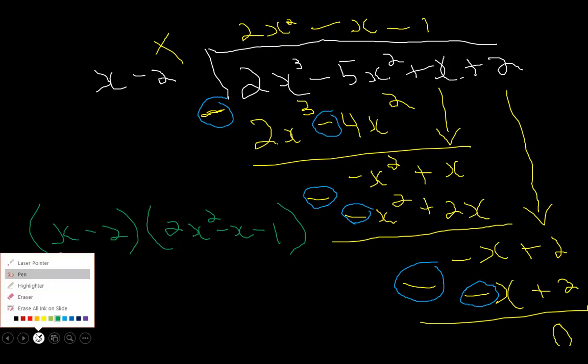Let me erase this so I could clear this, right? Can I clear this? I'll clear it. Just found out these two are my factors.